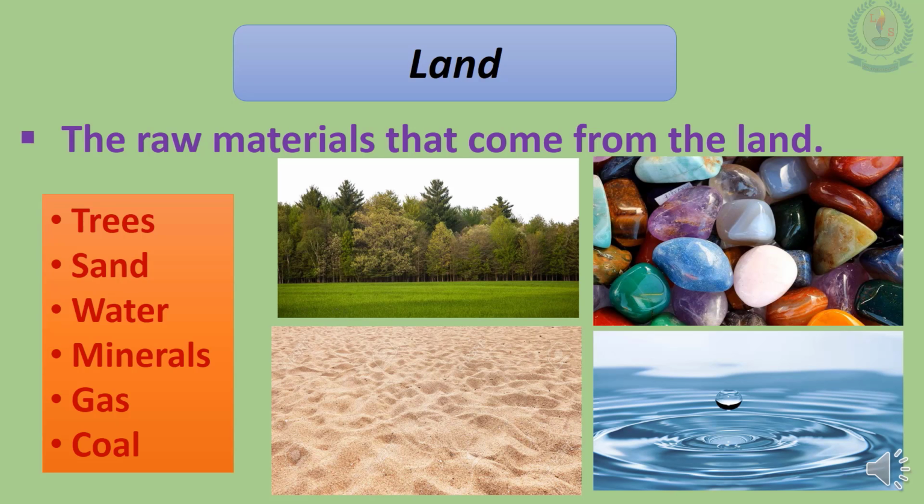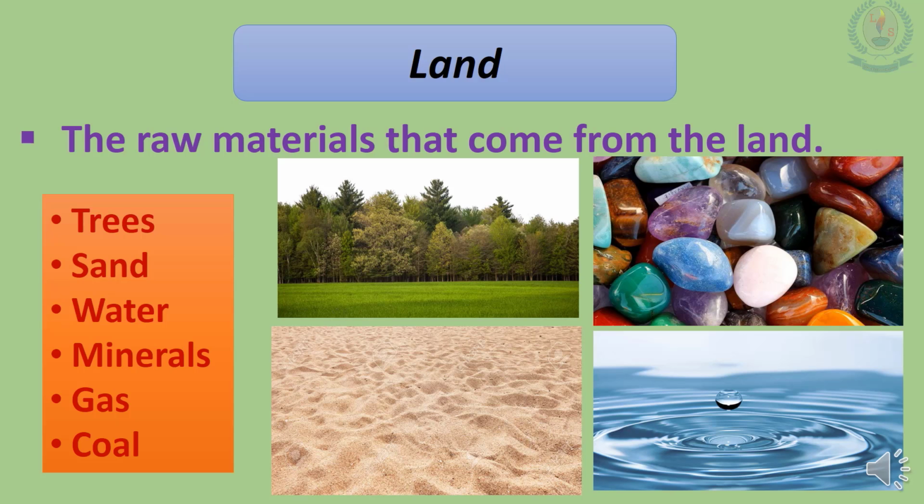Land means the raw materials that come from the land. You can see trees, sand, water, minerals, gas, coal. Those are raw materials that come from land. Land is the original and primary factor of production. Without land, the production process cannot proceed further.